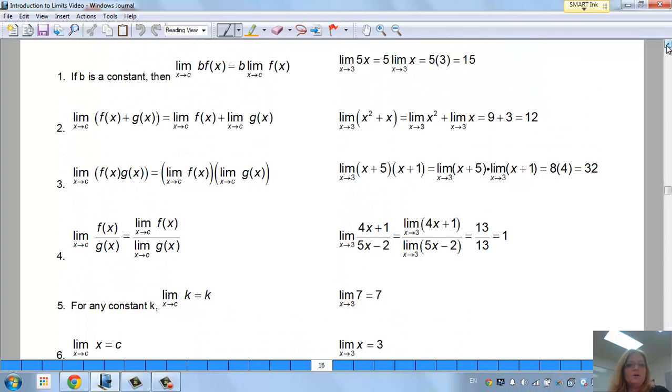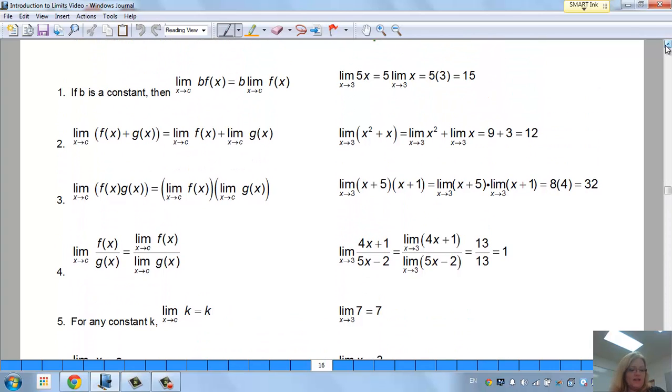The very first one says if b is a constant, then the limit of b times f of x, you can bring the b out front and put it in front of the limit. So here's the example. The limit of 5x as x approaches 3 is the same as 5 times the limit of x, and 5 times 3 would be 15. So it works for both of them.